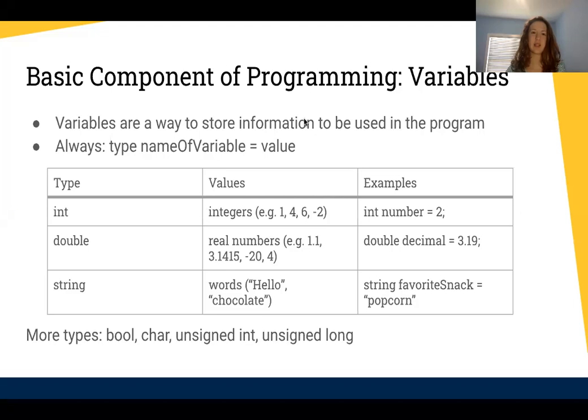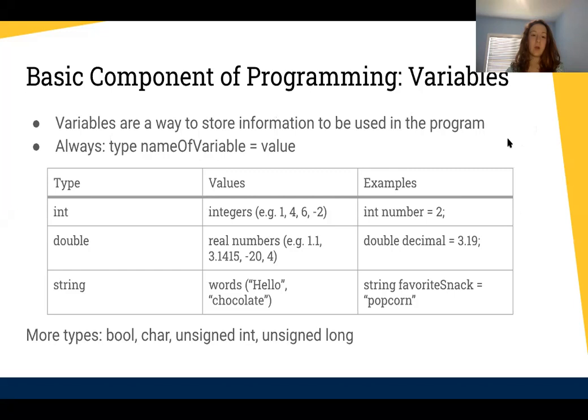Now we are going to get into some basic components of programming. One of these are variables. And variables are a way to store information that will be used in a program. I like to think of variables like a container. And just as you may have a cookie jar for cookies or a shoebox for shoes, our program has different types of variables that store different values.